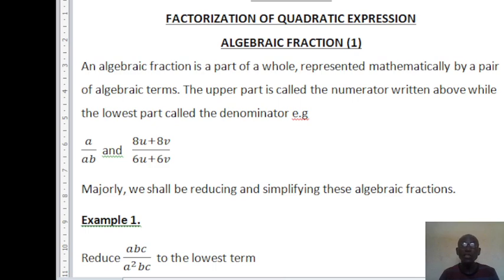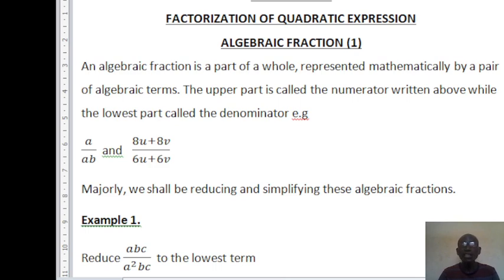Of course, you know that fractions are numbers which are not whole. They are not up to a whole, so we call them fractions. We have different kinds of fractions: decimal fractions, proper fractions, improper fractions, mixed fractions, and the likes. But in this case, we are considering algebraic fractions.